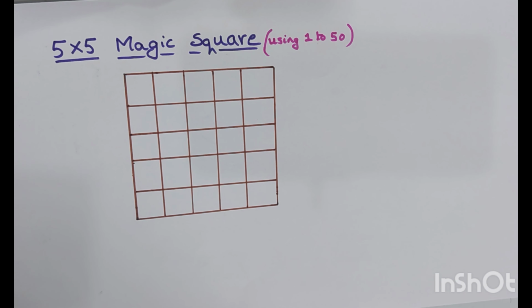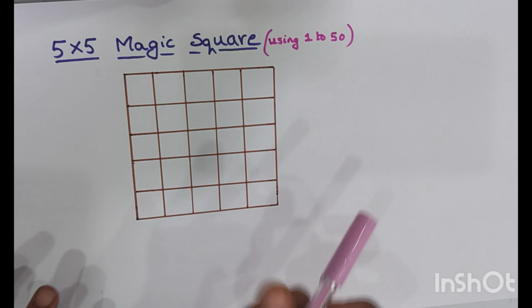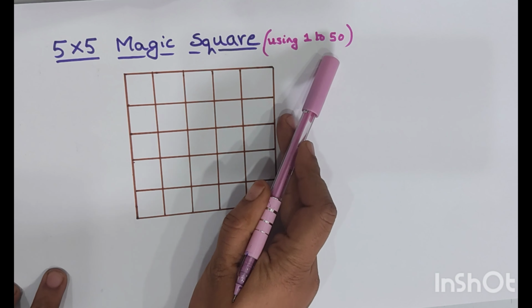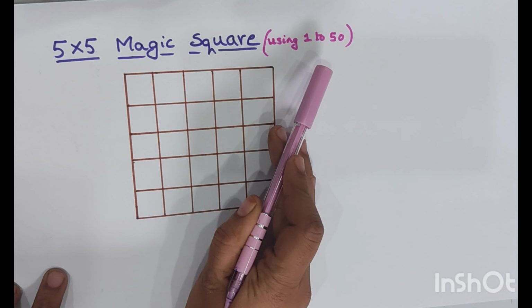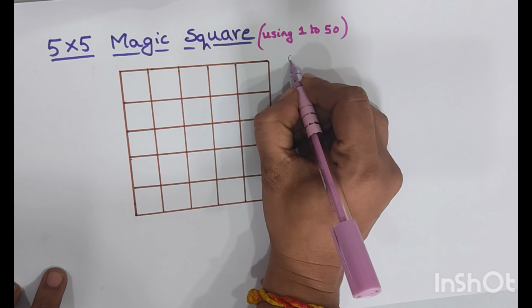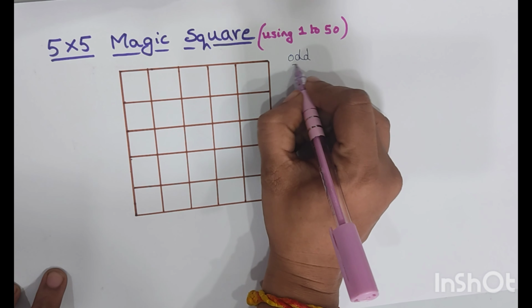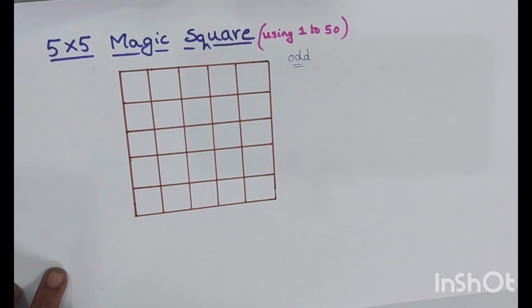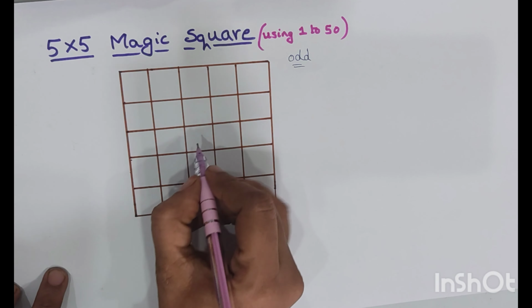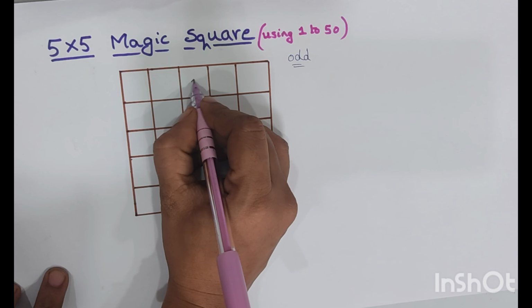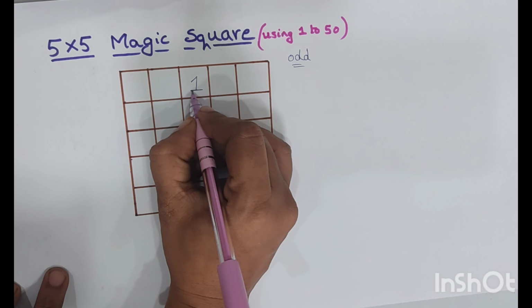Hi, today we will discuss how to solve the 5 by 5 magic square easily by using the numbers 1 to 50, but not all of 1 to 50, only the odd numbers from 1 to 50. Okay, first let us take the 5 by 5 square, that is totally 25 boxes.